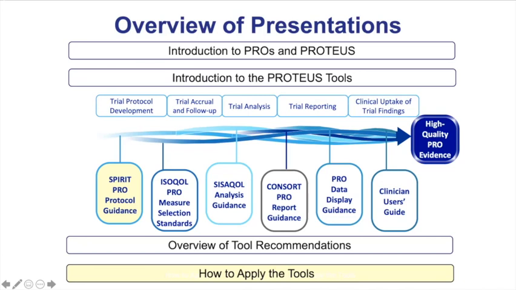So in this presentation, as highlighted here in yellow, we explain how to apply the Spirit PRO guidance. Now, this is consensus-based guidance about what to include about PRO endpoints in clinical trial protocols during their development. And as well as explaining, we also provide some examples. In other presentations, we provide broad overviews of all the Proteus tools, and we also provide a set of advanced presentations that explain and illustrate how to apply each of the tools individually.